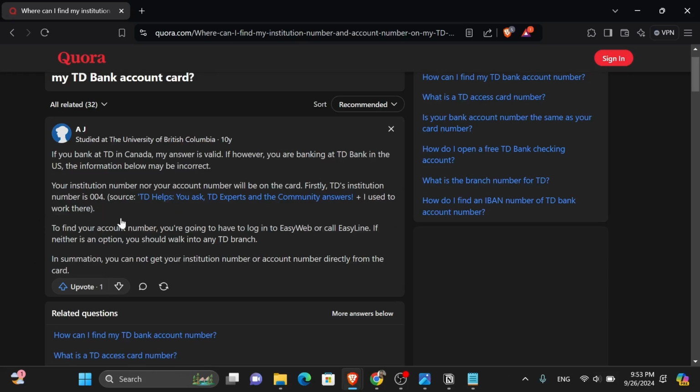And to find your account number, you're going to have to log into EasyWeb or call EasyLine. If neither is an option, you should walk into any TD branch. In summation, you cannot get your institution number or account number directly from the card.